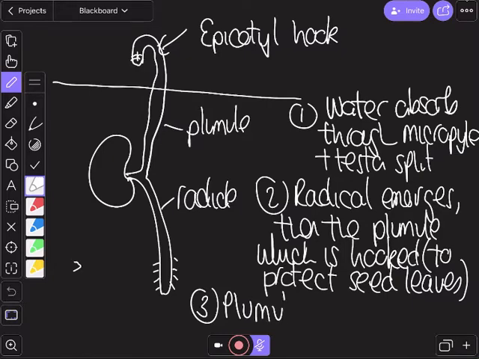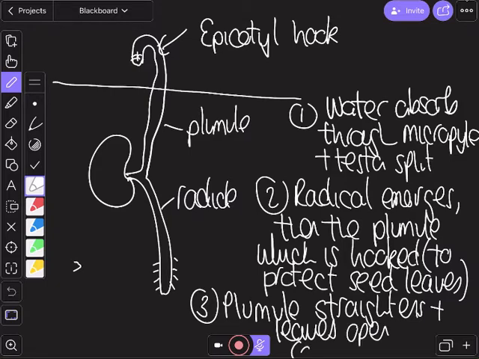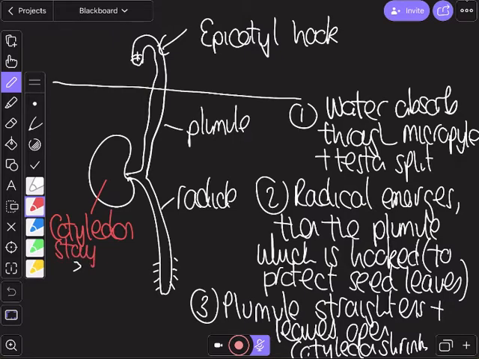So the plumule straightens and the leaves open, and your cotyledon shrinks. So I'm just going to change my color here. So the cotyledon stays underground, and I think you have most of it that says type of germination because cotyledons stay underground. It is called epigeal germination.